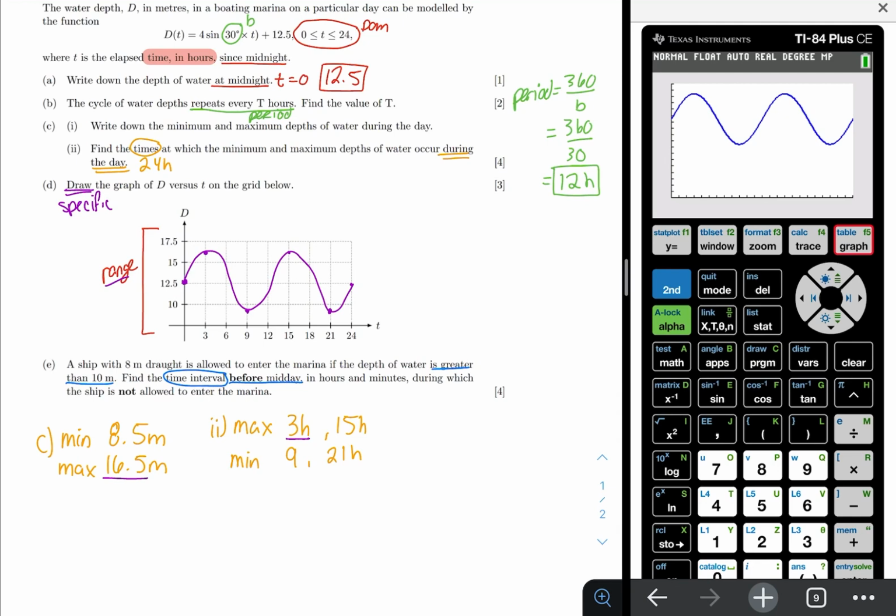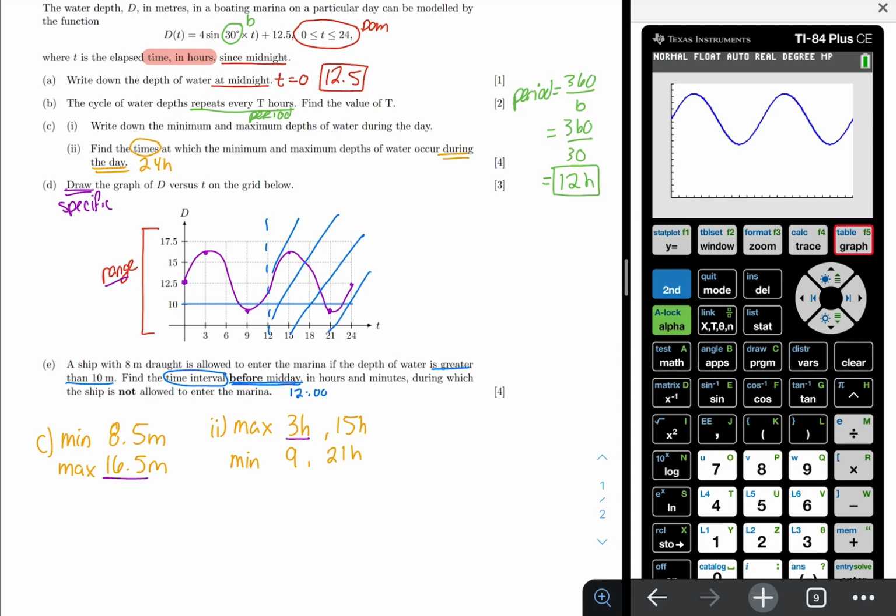Okay. First, we're going to look at when the depth of the harbor is at 10 meters. So 10 meters is this line right here. Now we're only interested in before midday, so that means before 12 o'clock. So automatically everything on the right hand side here, I'm not interested in. And we are interested in knowing the time interval.